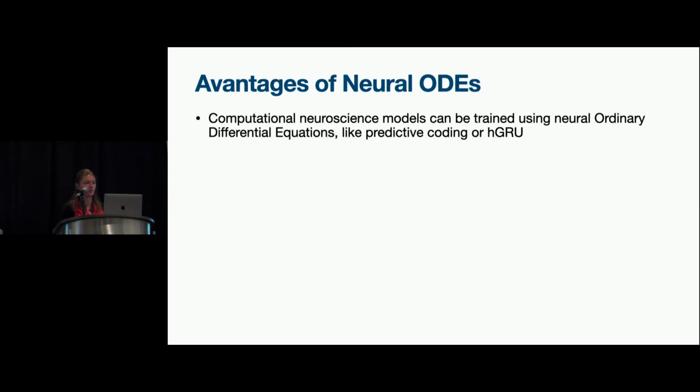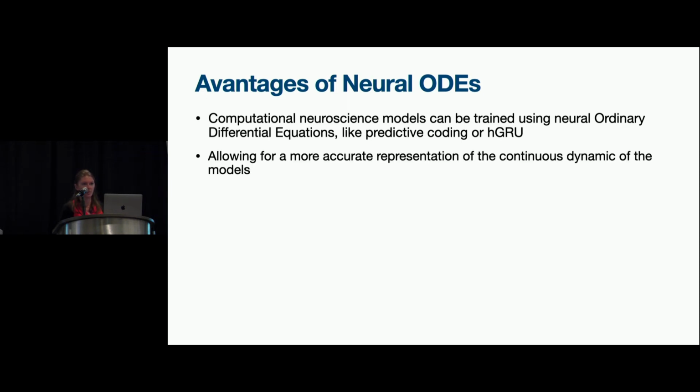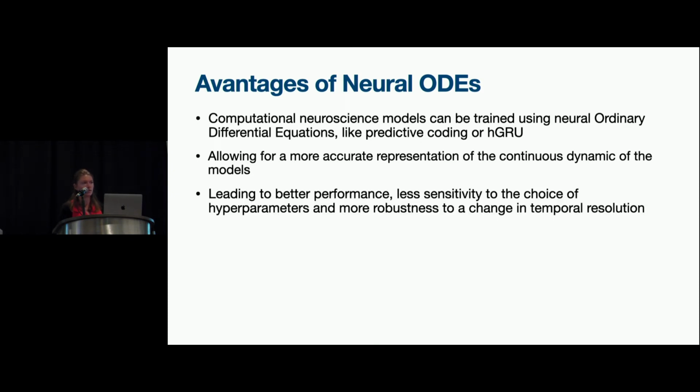So to conclude, we have seen that in this work, we are able to model and implement our models from computational science, because they are defined by differential equations, using neural ODEs. This method, and specifically the adaptive solvers, allow us to model more accurately the dynamic of the model because we represent more accurately the trajectory of the model during time. And it leads us to a better performance, a less sensitivity to the choice of hyperparameters, and more robustness to a change in temporal resolution at test time.